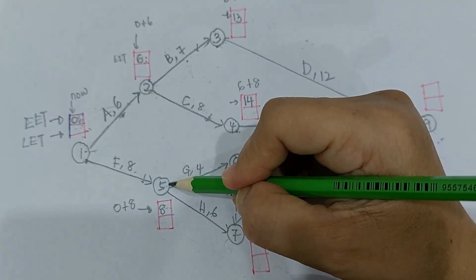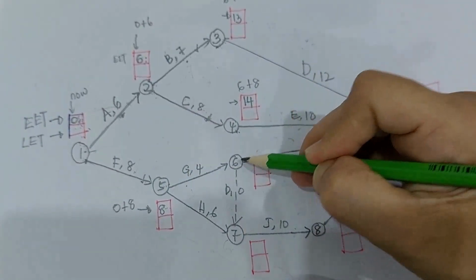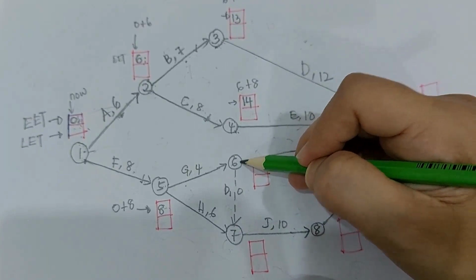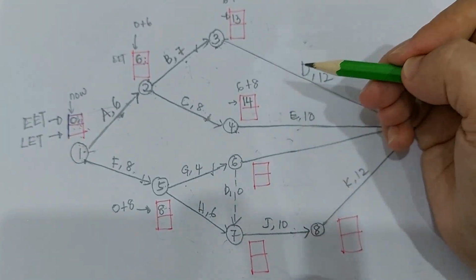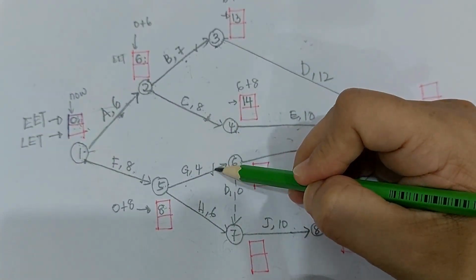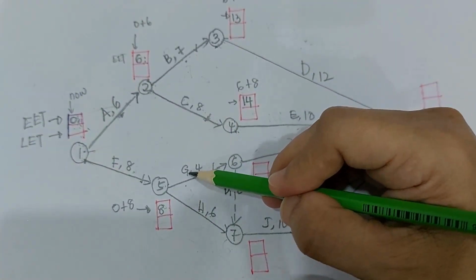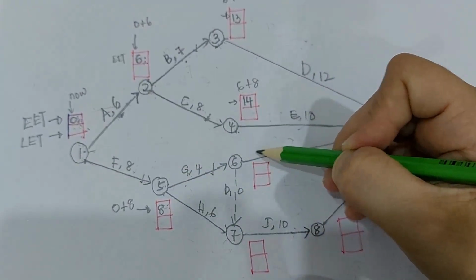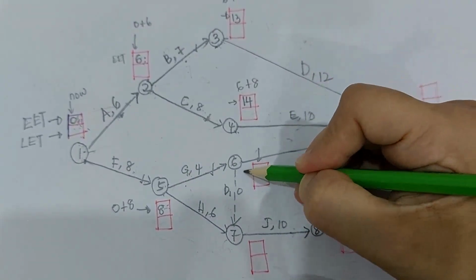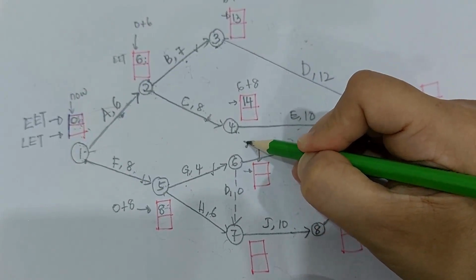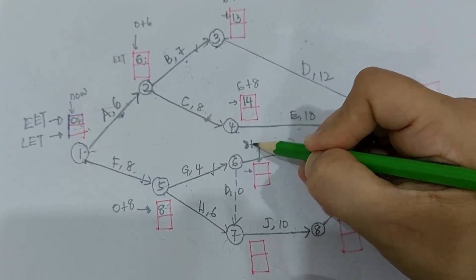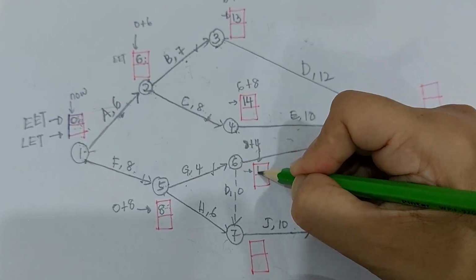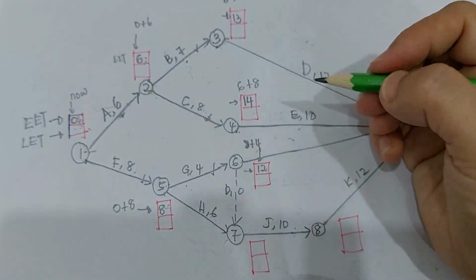The next event is number 6. For event number 6, search what is the activity that is pointing at event number 6. Only this one, so G only. What is the previous EET for this activity G? This one, 8. So for this EET, it is 8 plus 4. That is this activity pointing at event number 6. This is 12 over here.